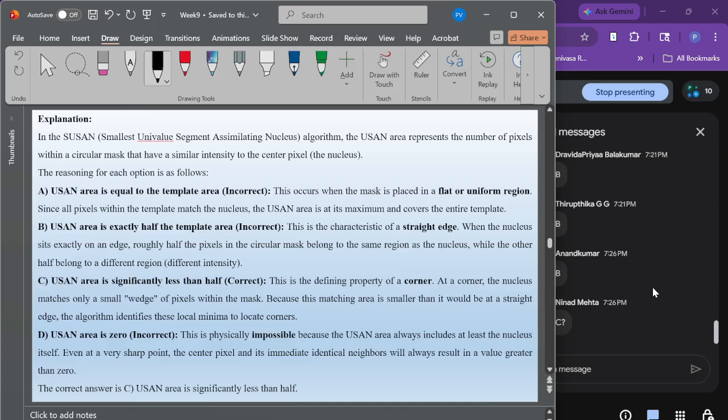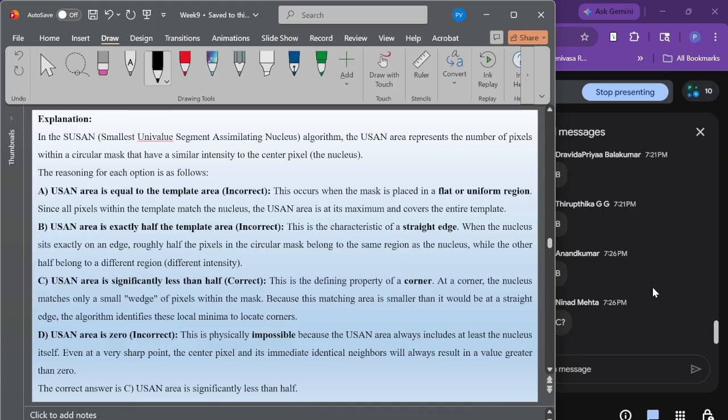In the USAN, area is equal to the template area. That is incorrect. This occurs when the mask is placed in a flat or uniform region. Since all pixels within the template match the central pixel, the USAN area is at its maximum, covering the entire template. So that's why this is incorrect, because for that we need to place the mask in a flat or uniform region.